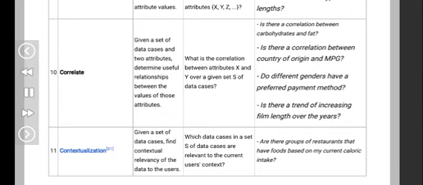Is there a correlation between country of origin and MPG? Do different genders have a preferred payment method? Is there a trend of increasing film length over the years?